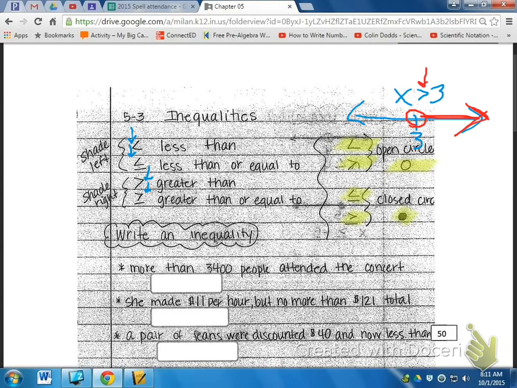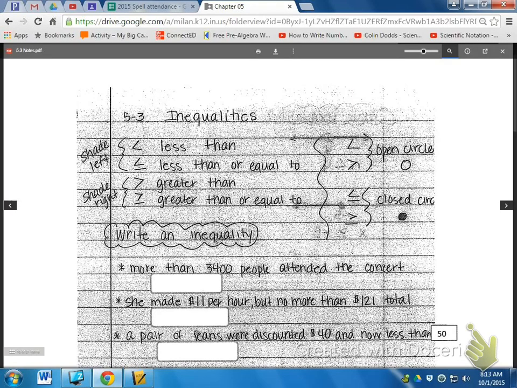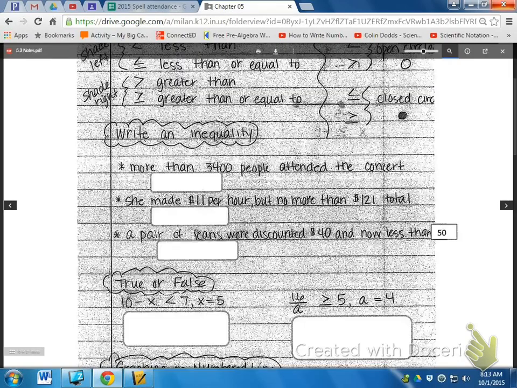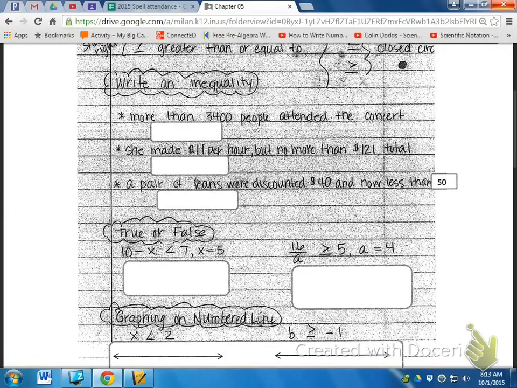We're going to move on to writing inequalities from statements. So it's similar to taking sentences and making them math equations, only these aren't equations because it's not an equal sign, it's an inequality. On all of these, you will have to come up with a variable, use that variable, the correct symbol, and whatever number they tell you.